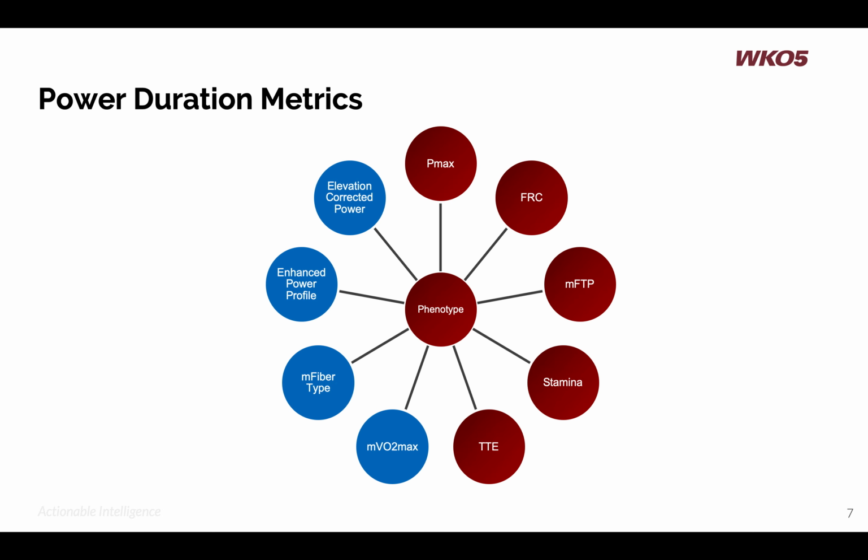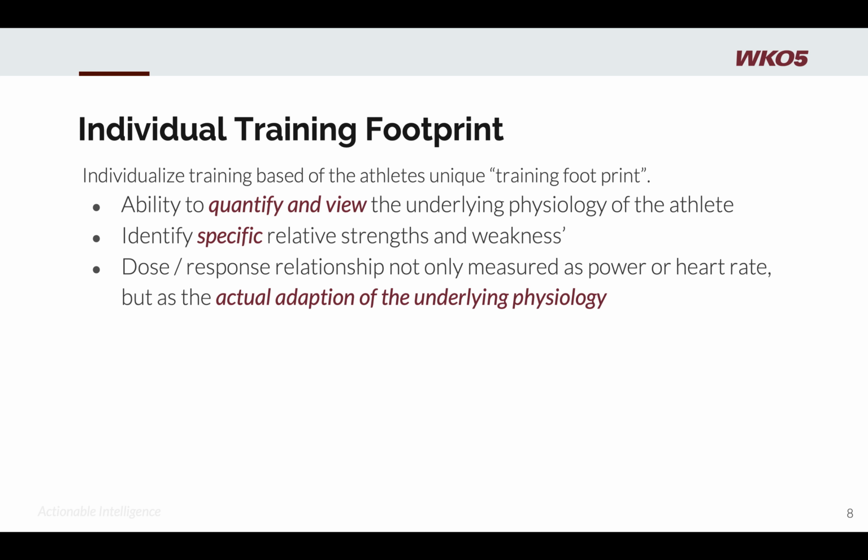So that's why we take this 360-degree view. We're producing all these model-based metrics to understand the underlying needs and effect. If you think about what that footprint is doing and how it helps us individualize, it gives us the ability to quantify and view the underlying physiology of the athlete, which we already talked about. But that really helps us then identify specific relative strengths and weaknesses, or as you're going to see in the next lesson, a needs analysis of the athlete.